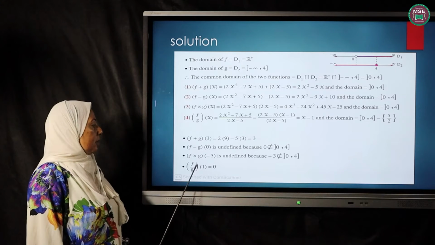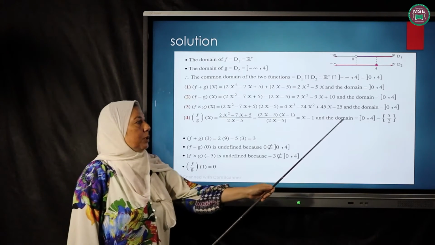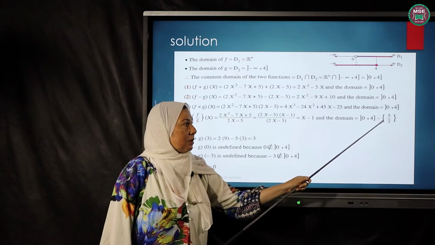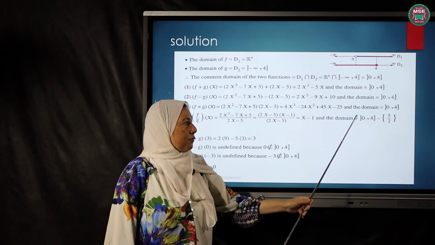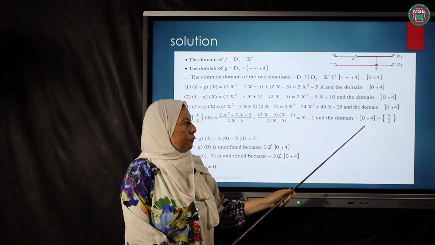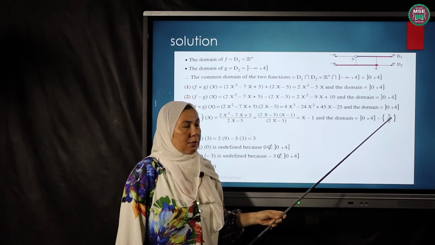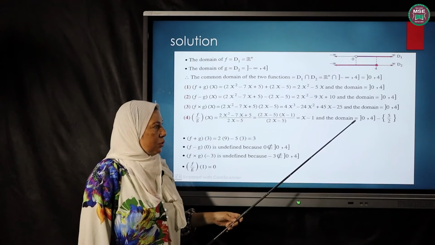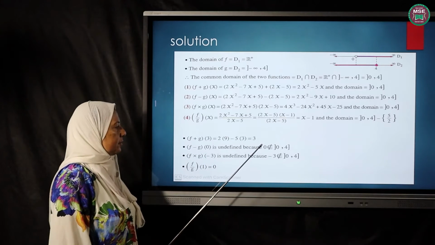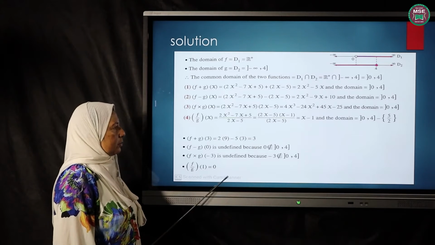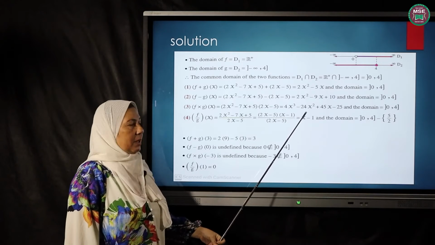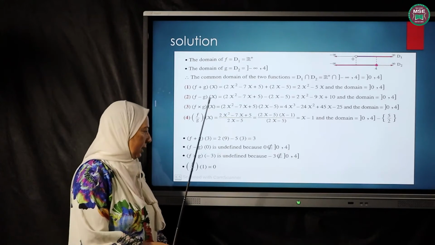F over G of 1. Does 1 belong to the domain of the division or not? The common domain of the fraction function is (0, 4] except 5 over 2. From 0 up to 4, 1 belongs to the domain. Therefore we substitute directly: 1 minus 1 equals 0. Right.